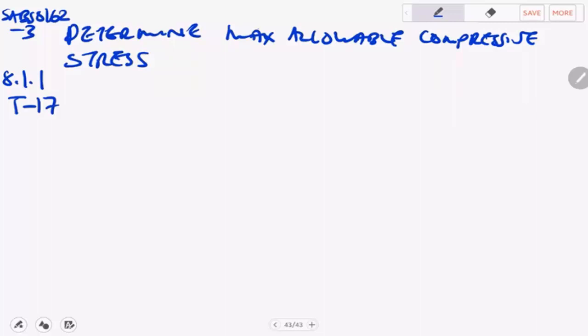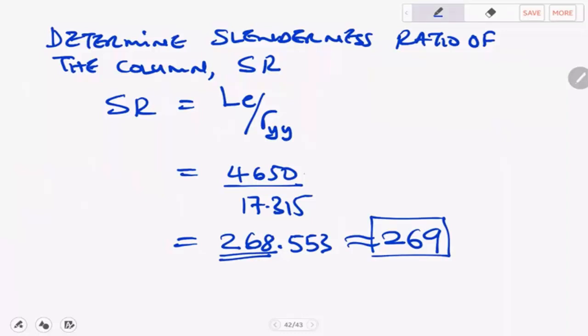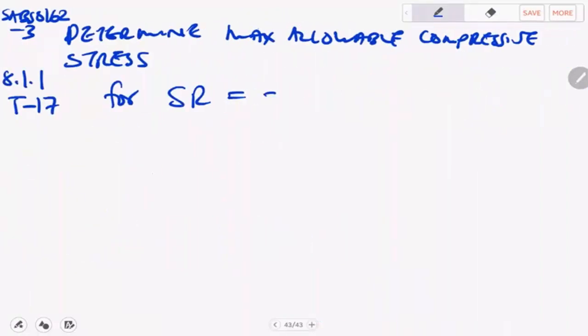So for a slenderness ratio equal to 269, the compressive stress, given as pc, is equal to how much? That's what we want to look at. We have used table 17 before when we were designing struts, when we did design of compression members and design of plane frames. Didn't we use table 17? Yes, sir, we did. So we know how to use table 17, right?